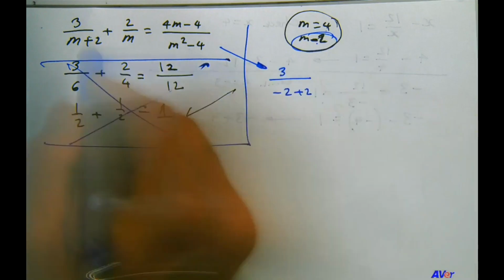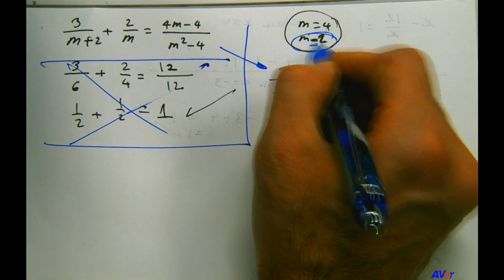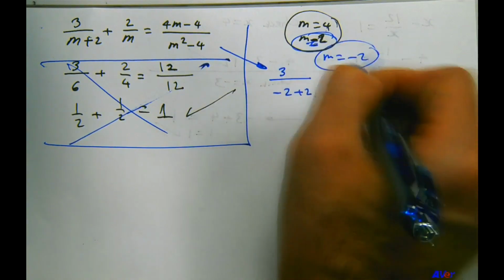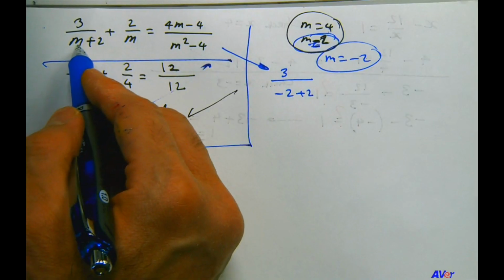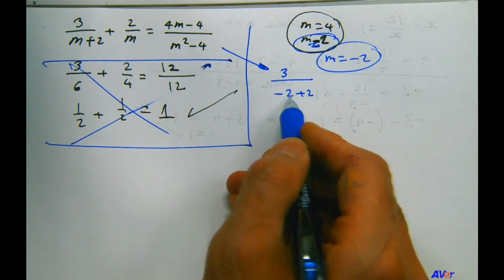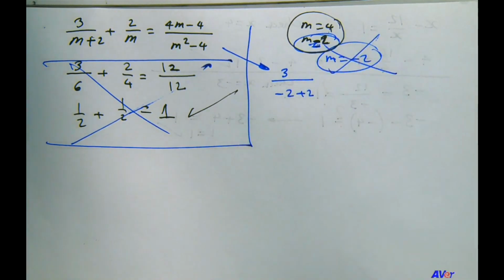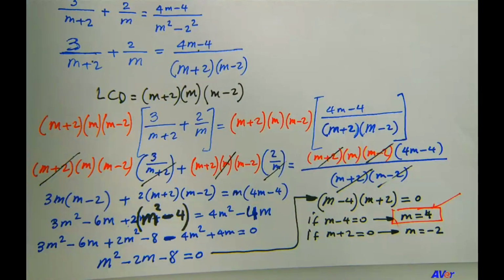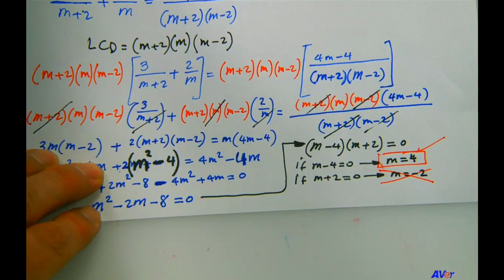So we've just started to check m equals minus 2, right? And right from the start, the solution falls apart. We end up with minus 2 plus 2, which is 0, so we cannot divide 3 by 0. So right away, we can say that m equals minus 2 is not a solution. So good thing we checked, right? So that is not an acceptable solution. We toss it out.